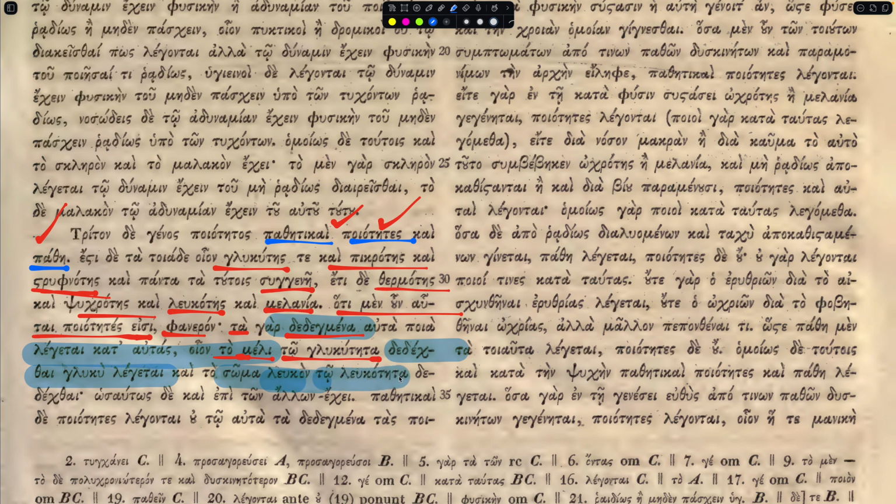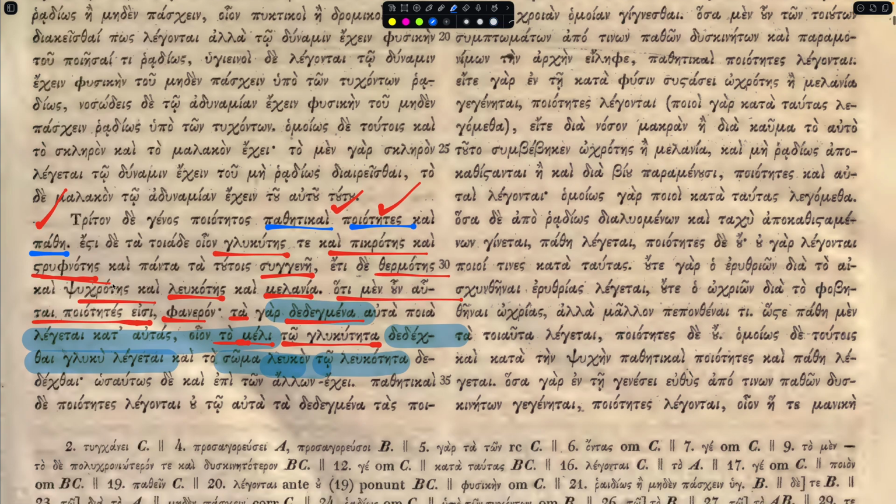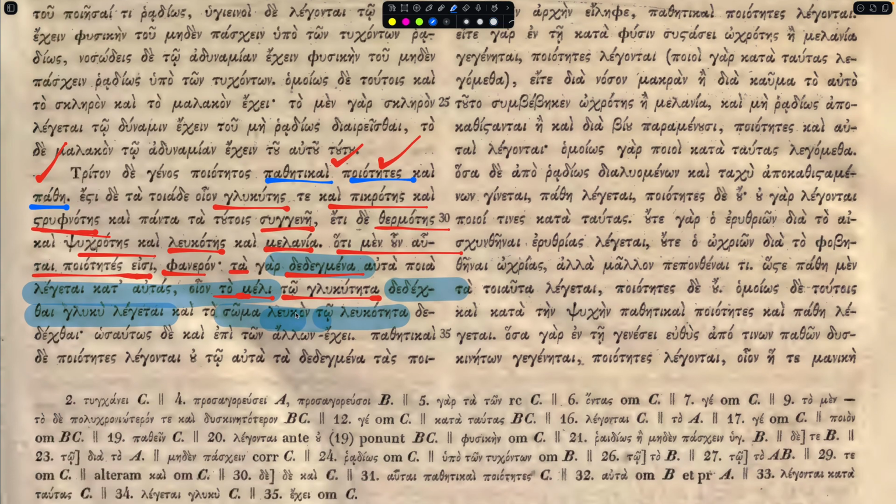Okay, so why is that body white? Because it's received this accident, which is whiteness. Okay, and now it's white. Okay, from the whiteness, you perceive the white. Okay, so you perceive the pathe, right? You perceive the affection, the passion.